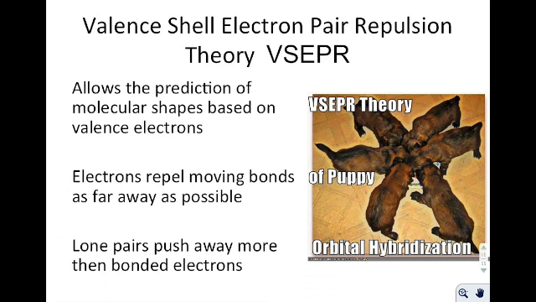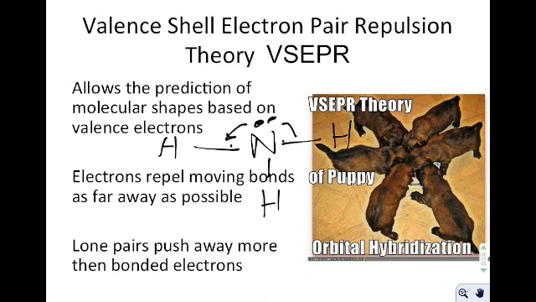Okay, lone pairs tend to push electrons more than bonded electrons. So for example, if I were to have something like a central atom, let's call it nitrogen, and I were to have 1, 2, 3, and then a lone pair, the lone pair would push these electrons and the bond angle would not be the same between all of these.